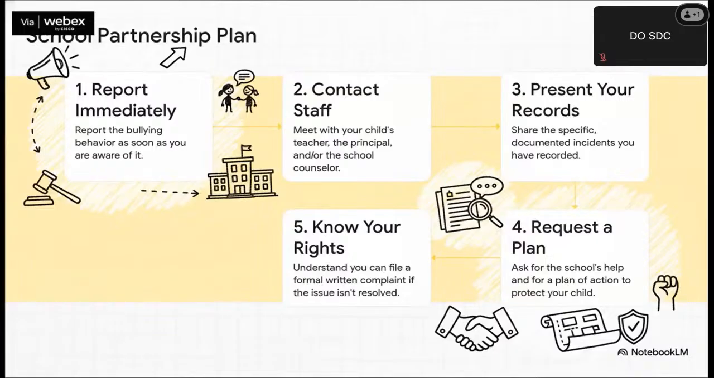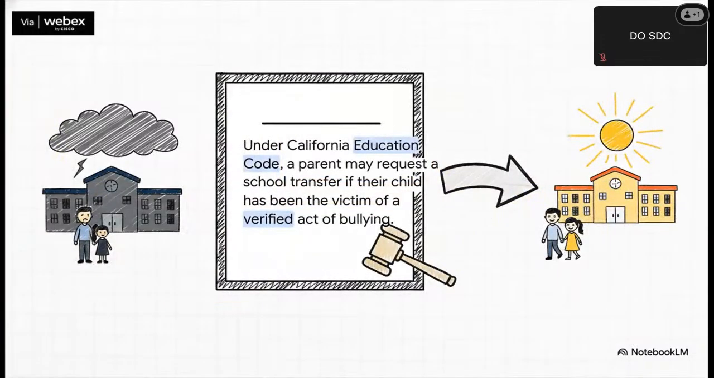And this just goes to show how powerful those rights can be. In a lot of places, there are specific laws designed to protect students. California's Education Code, for instance, makes it clear that a child's safety is the top priority, even giving parents the option to get a fresh start at a new school if the bullying can't be stopped.